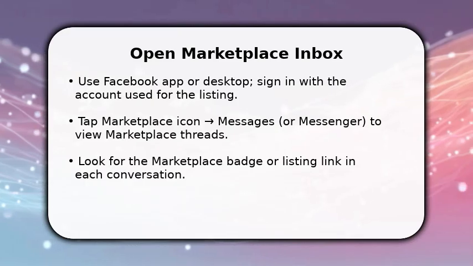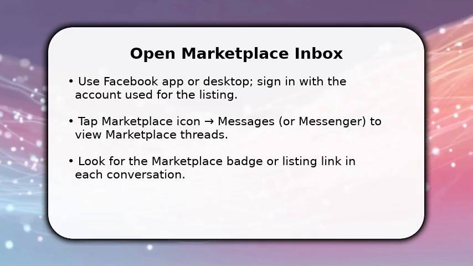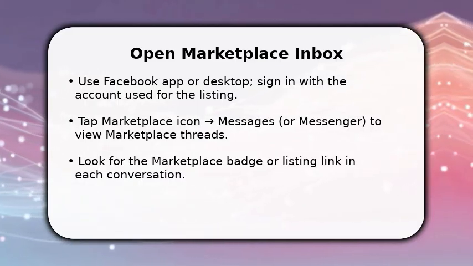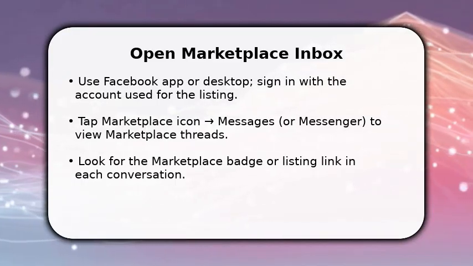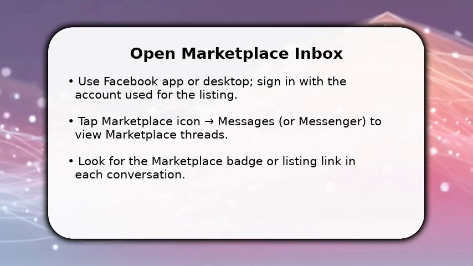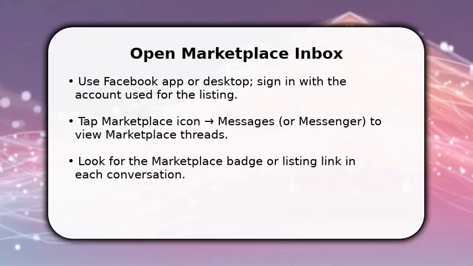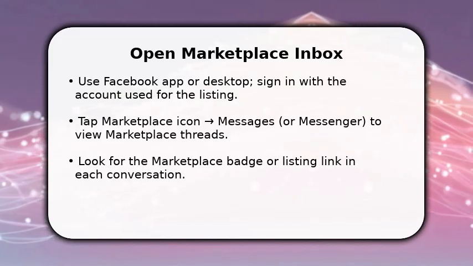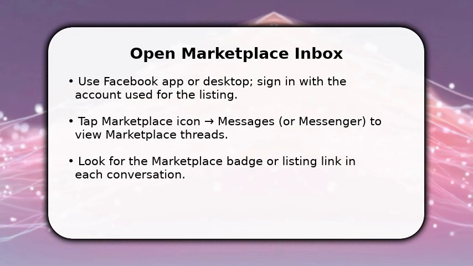Enjoy the video. You start by opening Facebook where you listed the item. Use the app or desktop, whichever you normally use. Once done, tap the Marketplace icon, then open Messages or Messenger so you see only Marketplace threads. Make sure you're signed in to the correct account because buyer and seller messages live under the same inbox. You'll notice a Marketplace badge or a direct listing link in each thread. That visual cue shows why the conversation is tied to a specific listing.